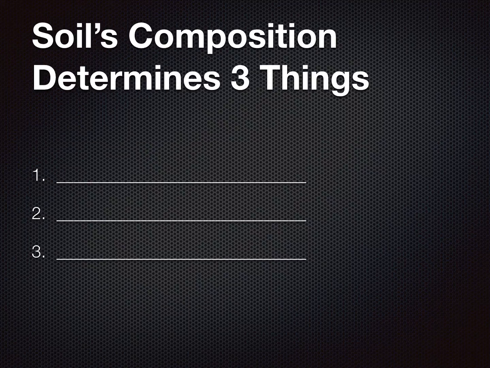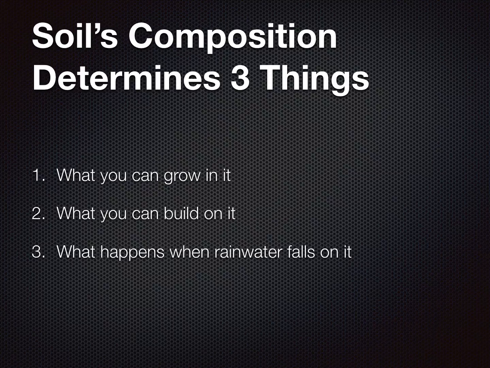A soil's composition, which means what soil is made up of, determines 3 important things. These 3 things are simply what you can grow in it, what you can build on it, and what happens when rainwater falls on it. Depending on how the composition is made, meaning depending on how the ingredients are set up in the soil, these 3 things will be changed based on where you are in the world.